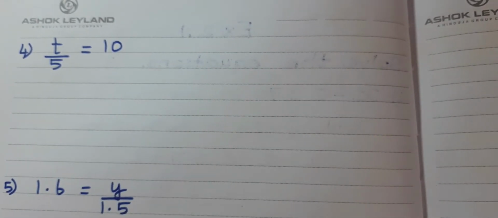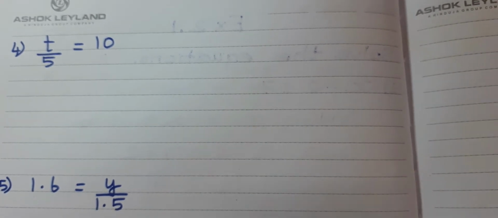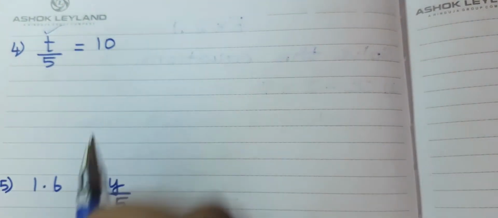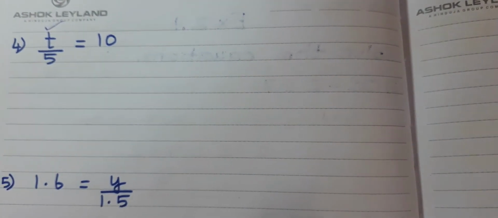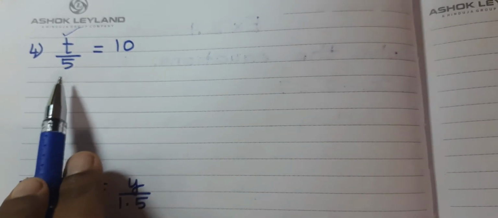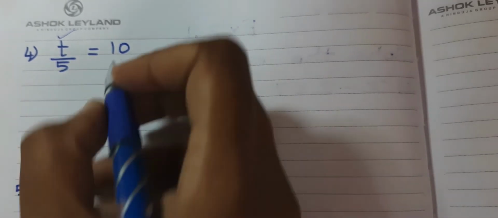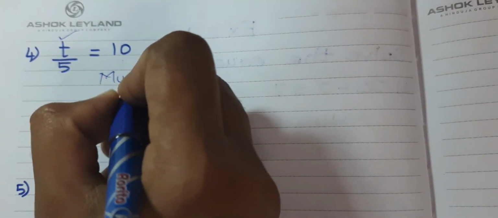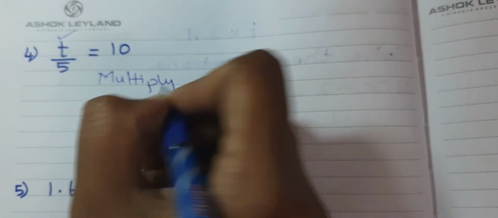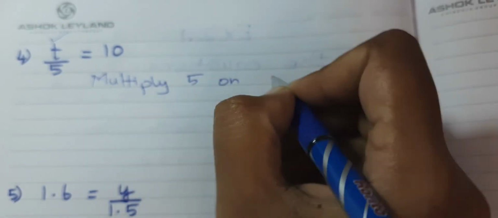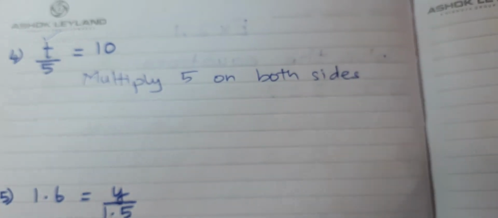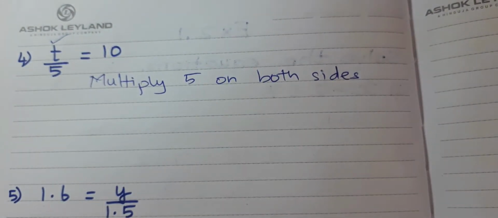t by 5 equal to 10. So t is the variable. I have to find out the value of t. I want to eliminate this 5. See, it is divided by 5. As I said, division means multiplication. So multiply 5 on both sides. Whatever you are doing in LHS should be done in the RHS also. Both sides you have to do the same thing.